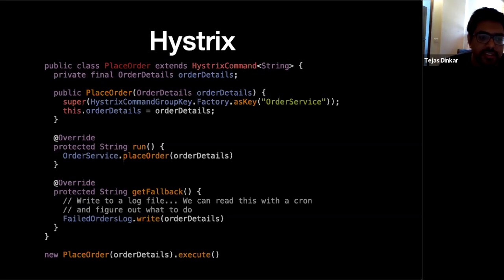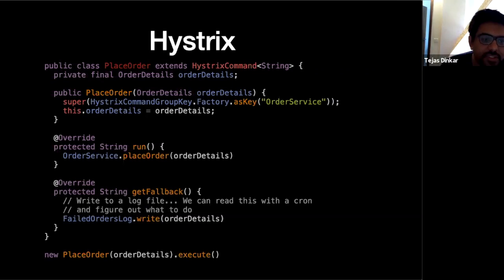So if order service is marked as down, all the commands that depend on that will suddenly open up and stop sending requests. You can see the second function, the run function. You can think of this as plan A, right? So when the circuit is closed, then it will call orderService.placeOrder.